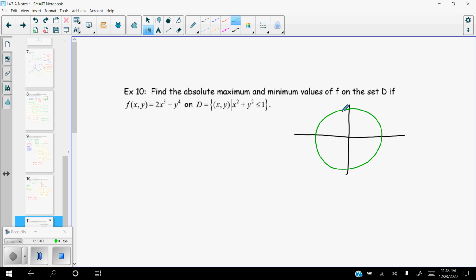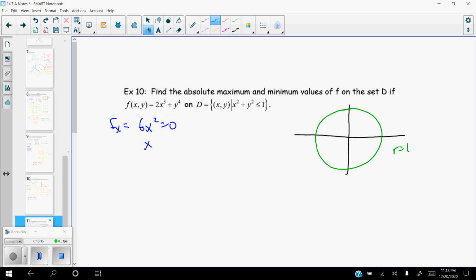Well, this is a circle where the radius is 1. All right, so that's kind of an important factor. We're going to have to go back to some trig on this one. So the first thing we can do is we can still do our critical values. We can still do that part. Fx is going to be 6x squared.